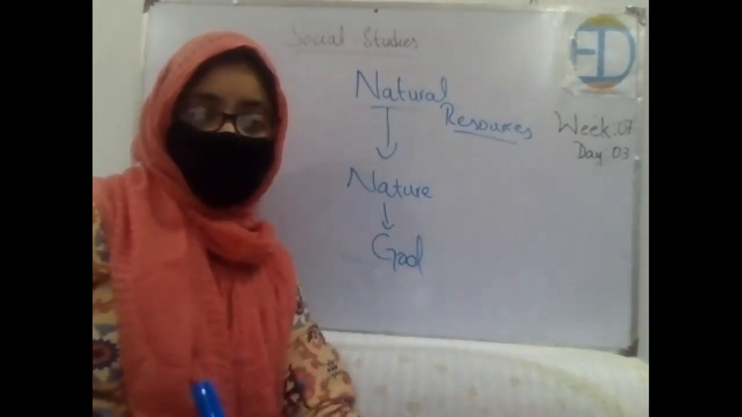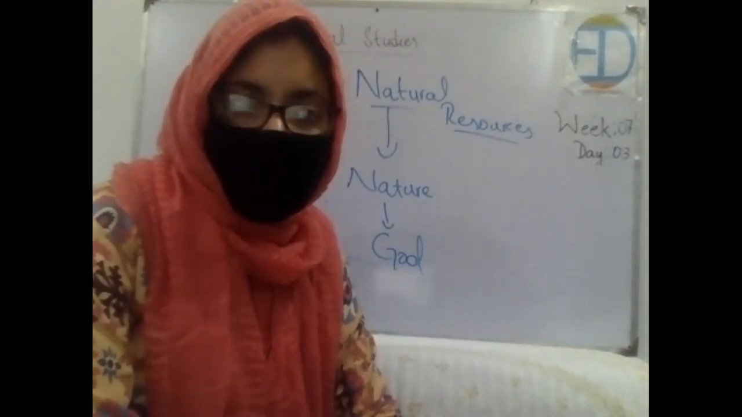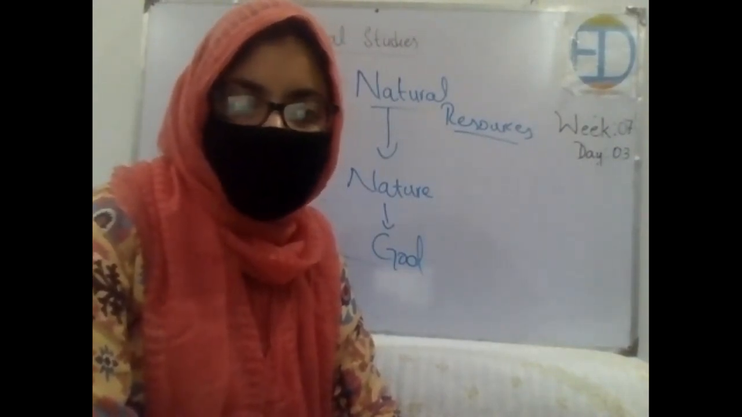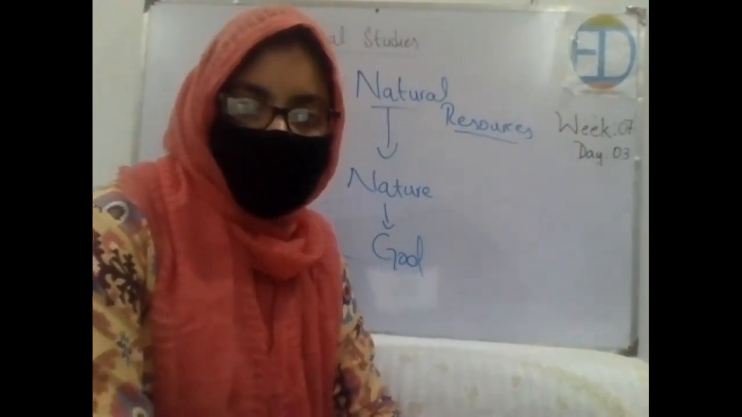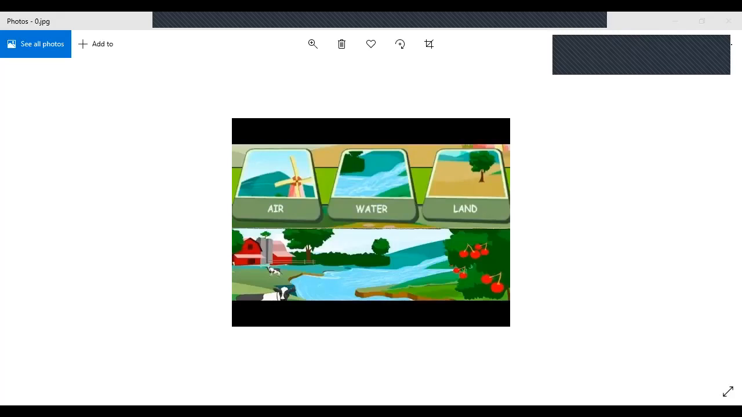So we are done with the reading of the chapter. Now I'm going to share the screen with you. I'll be showing you the pictures of the natural resources, and then we will discuss them one by one. Okay. So is it visible? Okay, these are the three natural resources that we are discussing: air, water, and land.